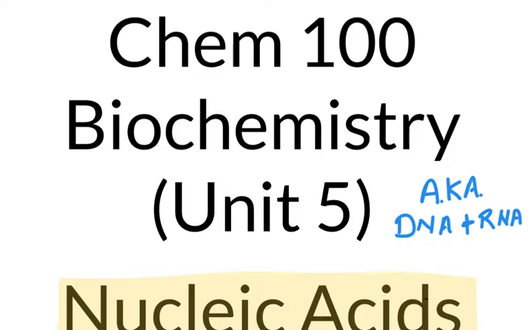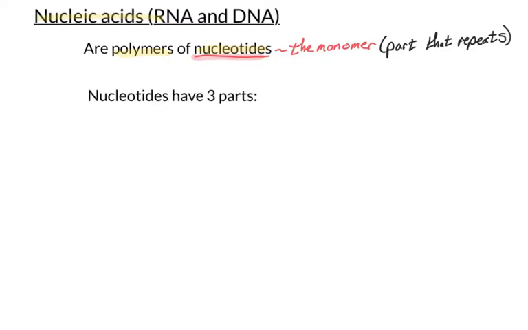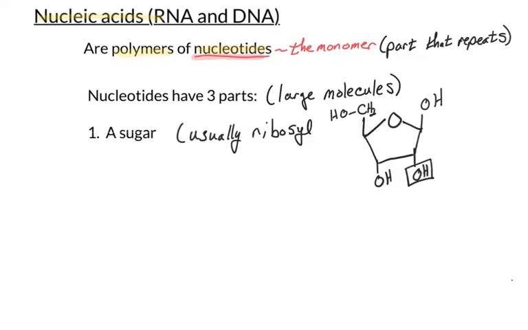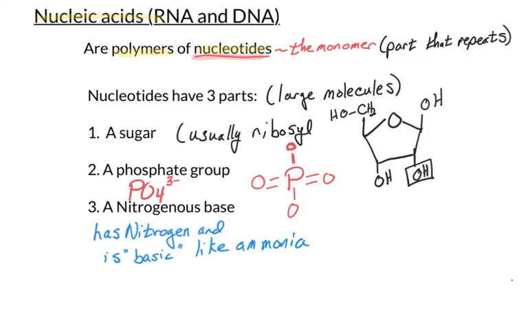nucleic acids. Chemically, nucleic acids are polymers of nucleotides. Therefore, the nucleotides are the monomer that creates the nucleic acids, RNA and DNA. Those monomer nucleotides are actually fairly large molecules themselves. They are composed of three major components. They are a sugar, a phosphate group, and a nitrogenous base. Let's look at each of those three parts individually.